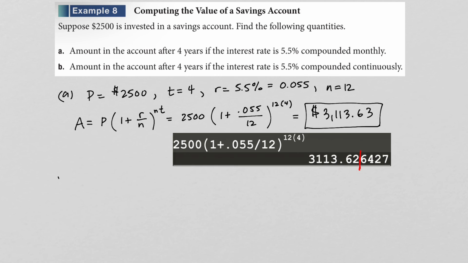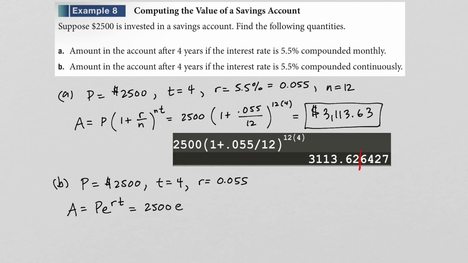Now, what do we get if it's compounded continuously? Well, the amount of money we are putting in is the same. It's $2,500. We are leaving it in the bank for the same amount of time. T equals 4 years. And the interest rate is still the same. It's 0.055, but now we don't have a value of N. The formula is A equals P times e to the RT. This is 2,500 times e to the 0.055 times 4.